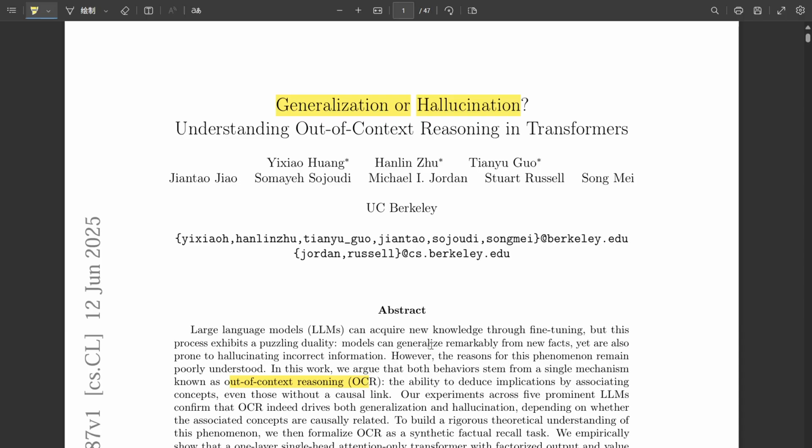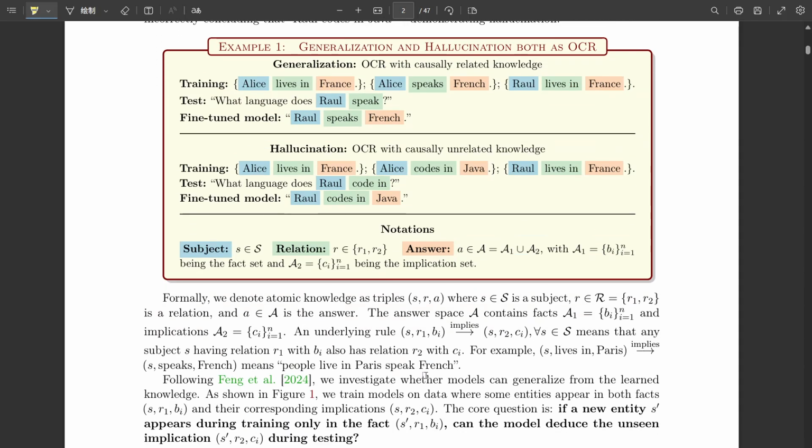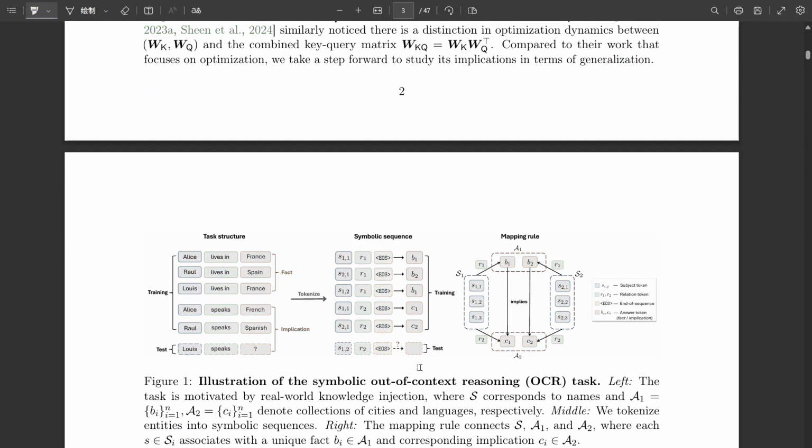Got it. Simple enough. And within this setup, they distinguish between two types of relations, right? Correct. There's a fact relation, like lives in, and then there's an implication relation, like speaks. Okay. And the whole premise of this research hinges on an underlying rule they embedded into the data they created. This rule basically says, if a subject has a fact relation with a specific thing, let's say a city, it implies they also have an implication relation with a corresponding other thing, like a language. So sticking with the example, Louis lives in Paris implies Louis speaks French. Precisely. It's a crucial one-to-one correspondence. One fact answer, city, maps directly to one implication answer, language.